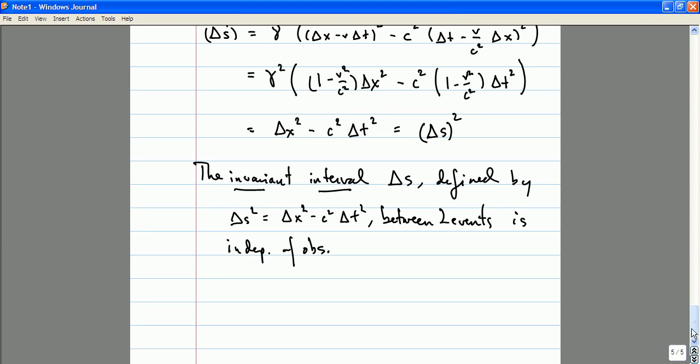So what is the interpretation of delta s? Well, the first thing that I want to point out to you is that the formula for delta s squared is the difference between two squares. So delta s squared can be either positive or negative, so that delta s can be real or imaginary.